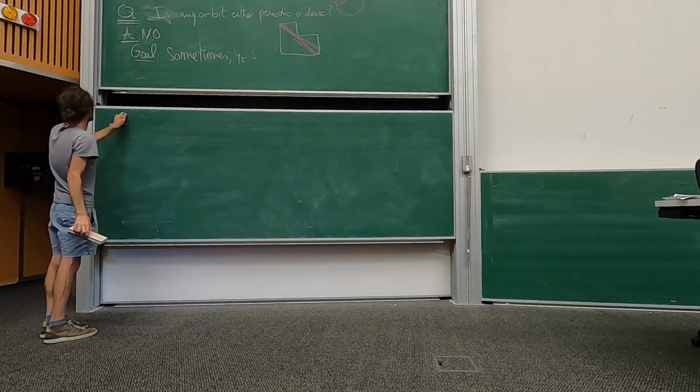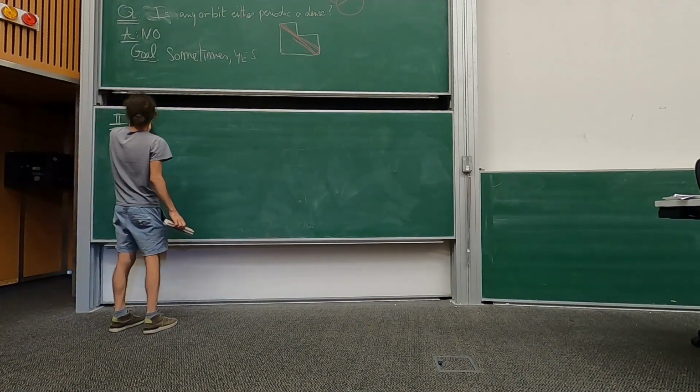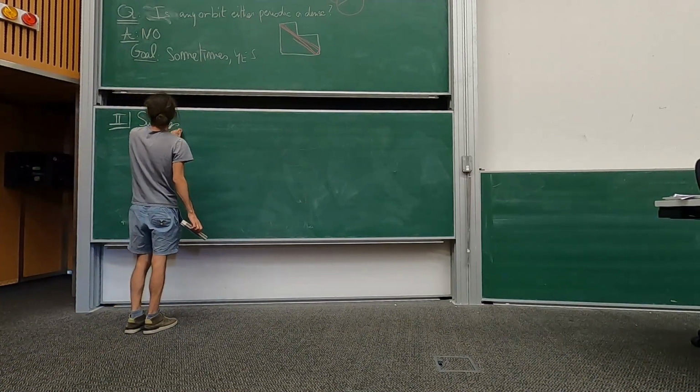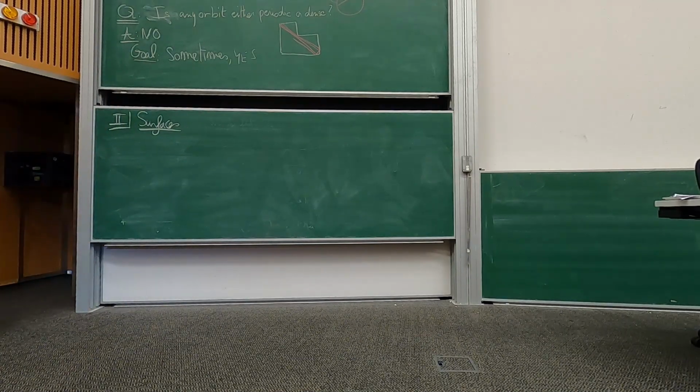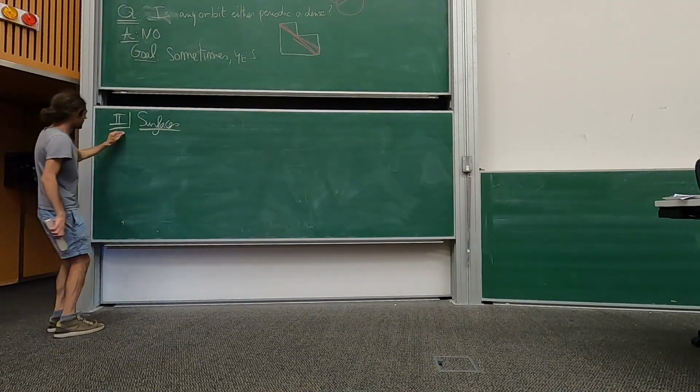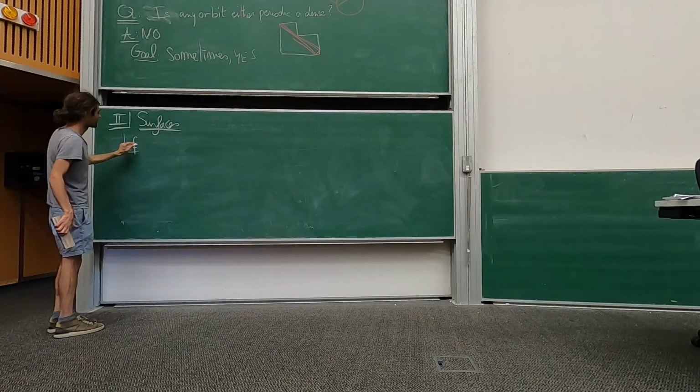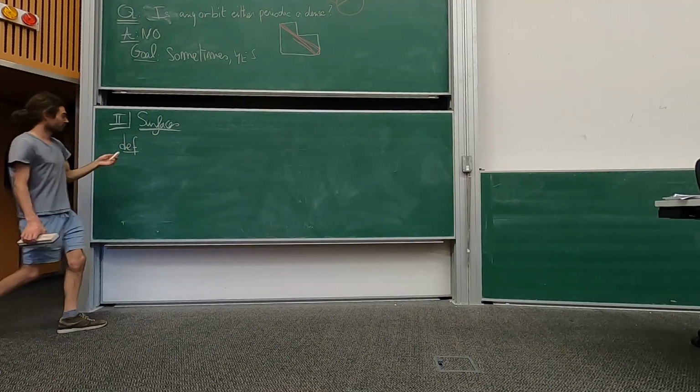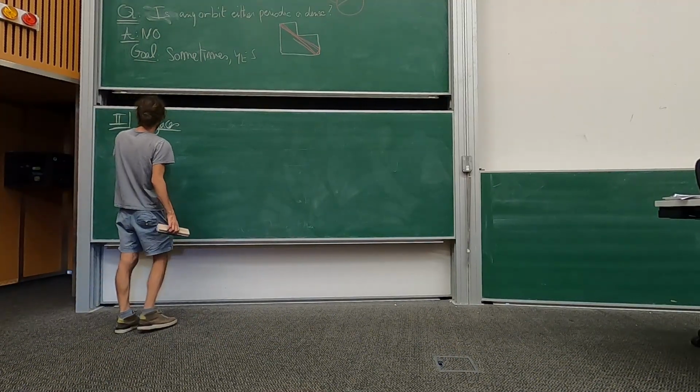Okay, so the second character of this story is the surface. First I will define what kind of surface I want. The surfaces I want are called translation surfaces.